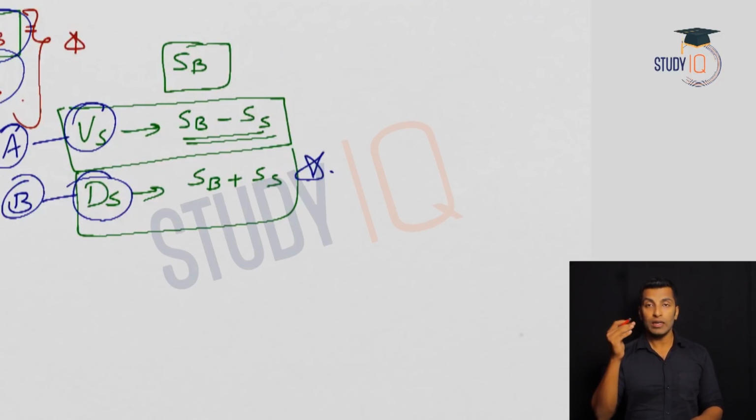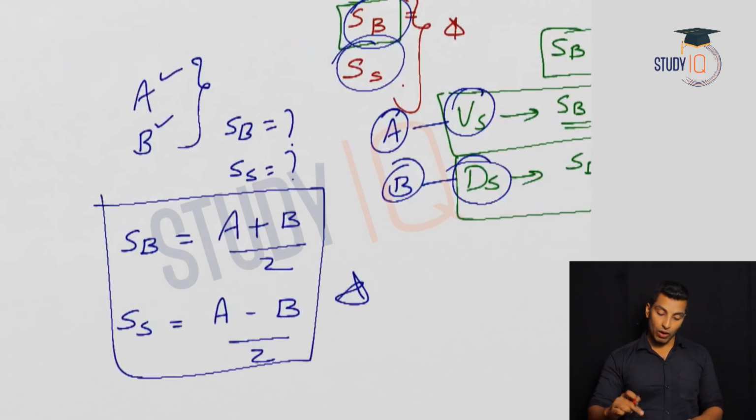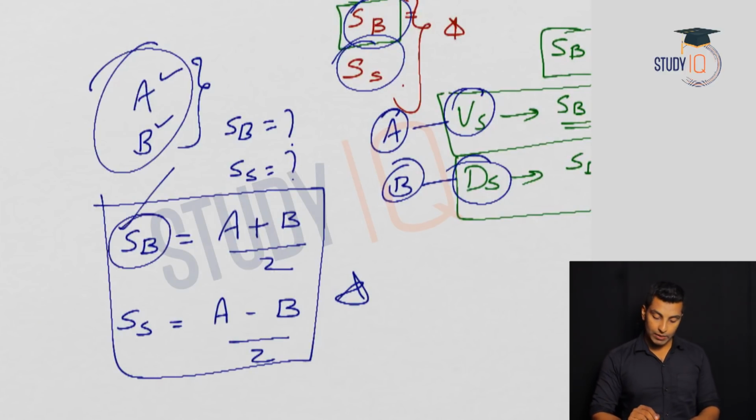Downstream speed will be more, so SB plus SS. Now if upstream speed and downstream speed is given, then speed of the boat and speed of the stream can be found by using this. Okay, so I hope this is clear for you.